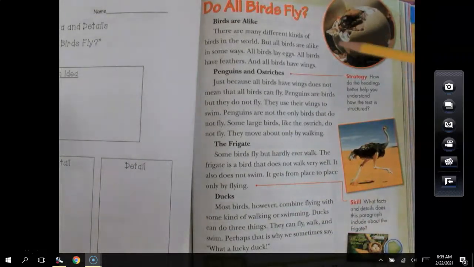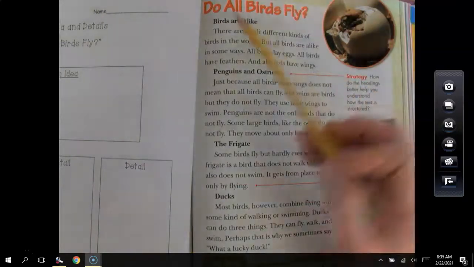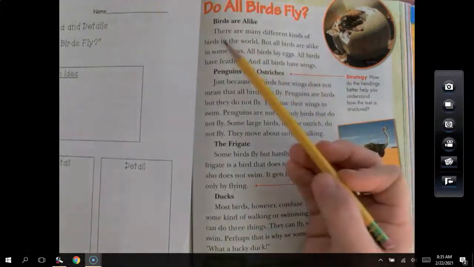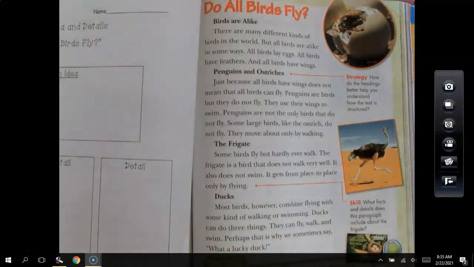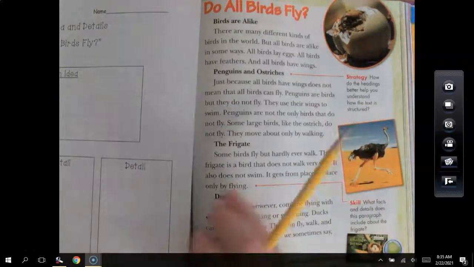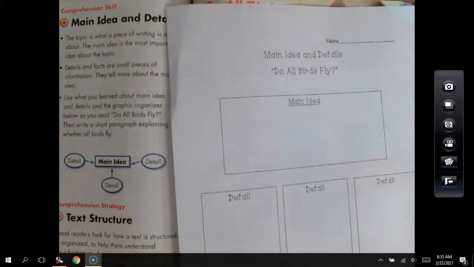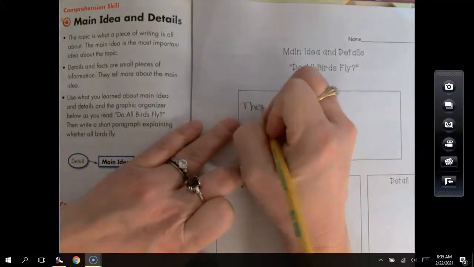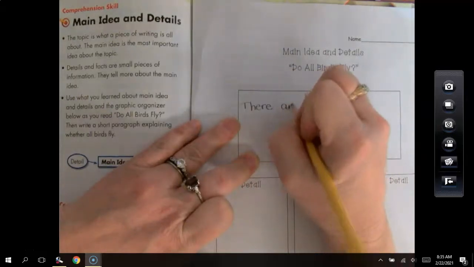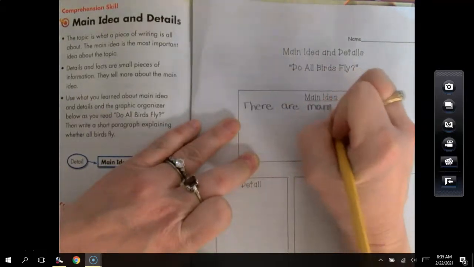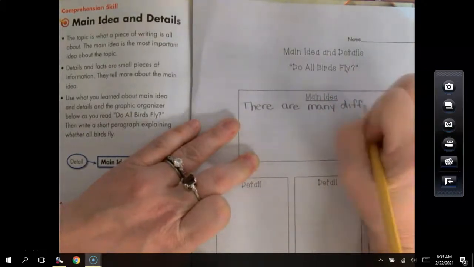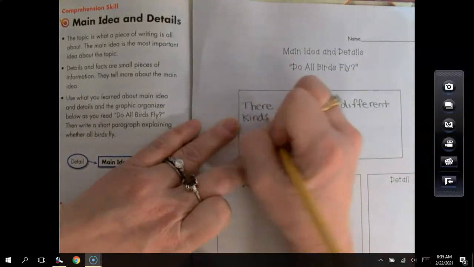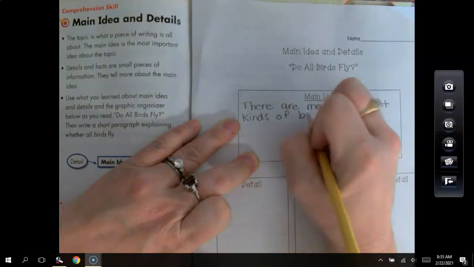Okay, so we could say for our main idea, if we're answering the question, do all birds fly? We could say, well, there are many different kinds of birds in the world. There are similarities and they have differences. So we're going to write that for the main idea, okay? So we know there are many different kinds of birds in the world.